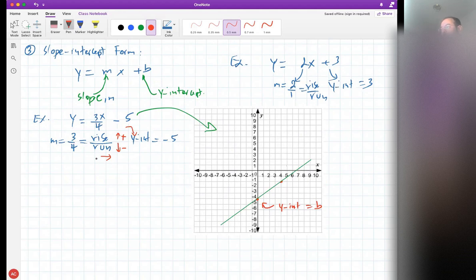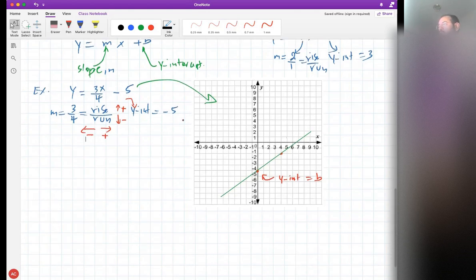The run here, on the other hand, you either go right or go left, depending on the sign. So here we went right, but if you had a minus here, instead of going right, we'll be going left. That's the difference here. And this can be very quick.